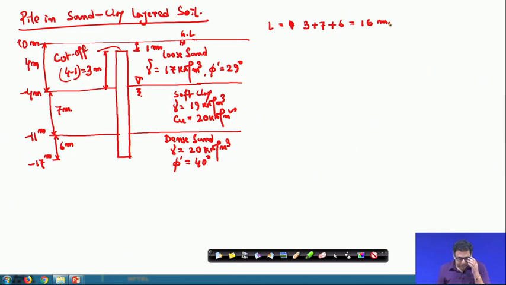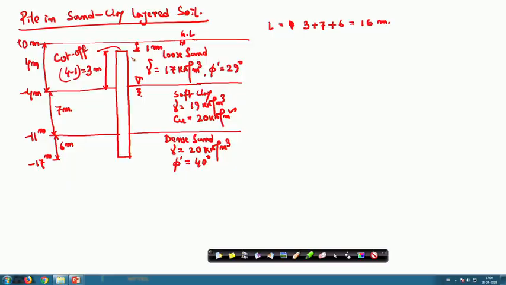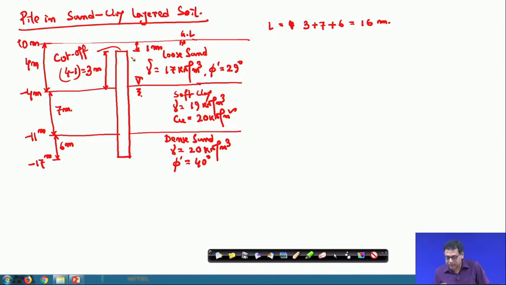Okay. So, 1 meter we will not consider, because the cutoff is at 1 meter below the ground level. Okay. But when you calculate the effective overburden pressure, then you have to consider that weight, but during the pile length calculation we will not consider that length. And the diameter of the pile is taken as 0.4 or 400 millimeter. Okay. So, what will be the load carrying capacity of the pile?